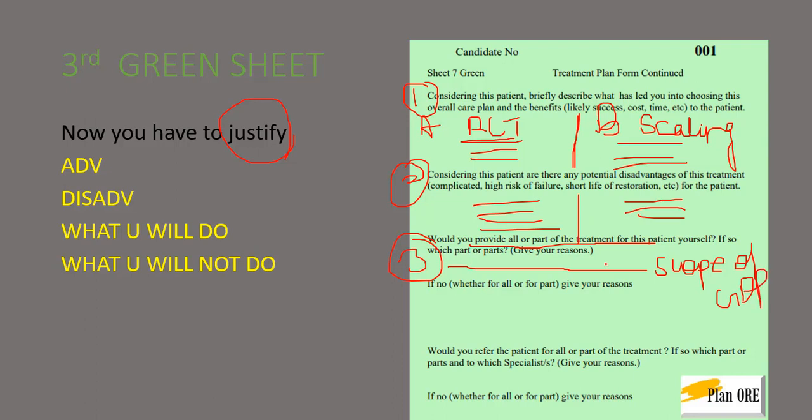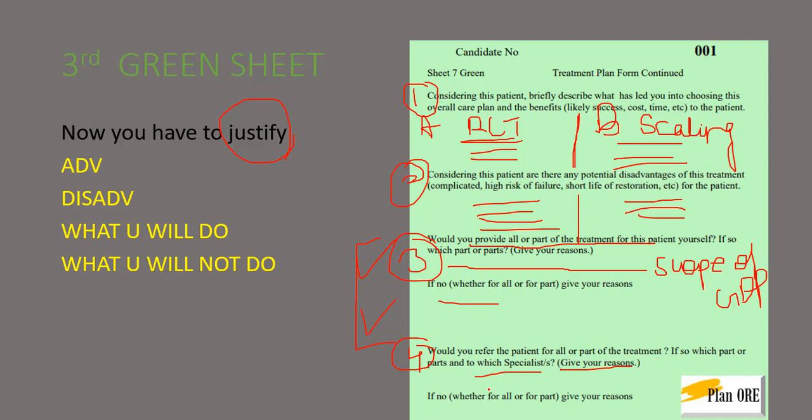However, if you're not going to do the treatment and every treatment is going to be referred to a specialist, you would fill this column. So you would either fill the yes column or the no column depending upon your case. The fourth question is, would you refer to the specialist? If yes, which specialist and why?